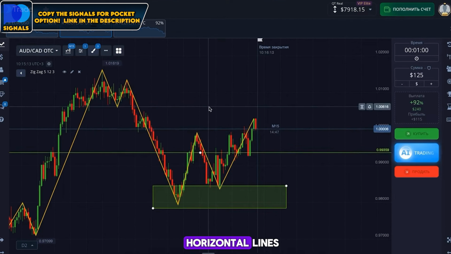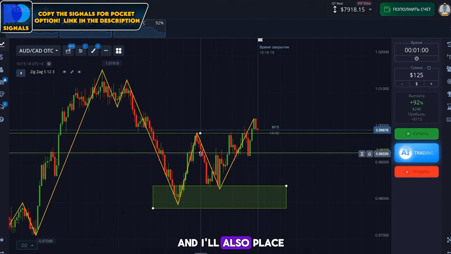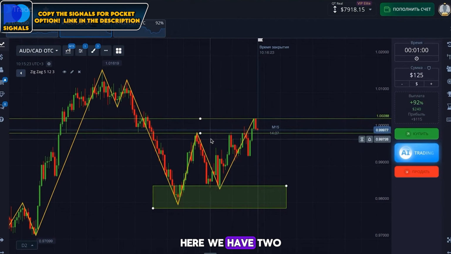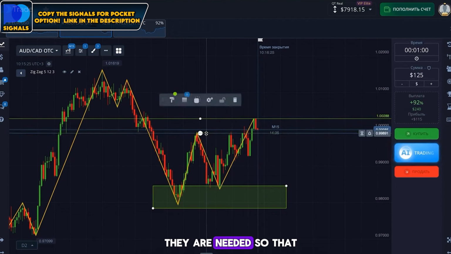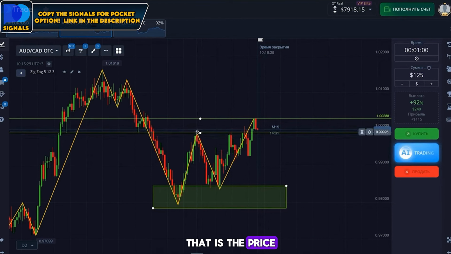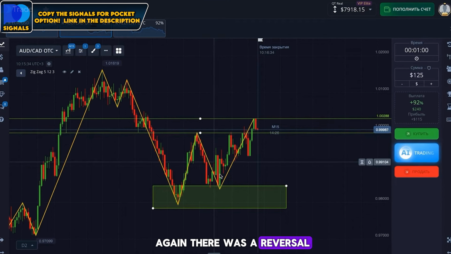Let me also place horizontal lines to make everything clear. I'll place it here. And I'll also place this maximum here as well. Right here. Here we have two horizontal lines. They are needed so that you can clearly see where these maximums remain. That is, the price reached here, compensated itself, stopped right here, and again there was a reversal.